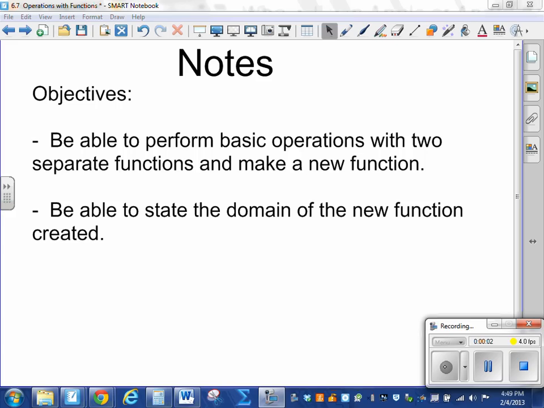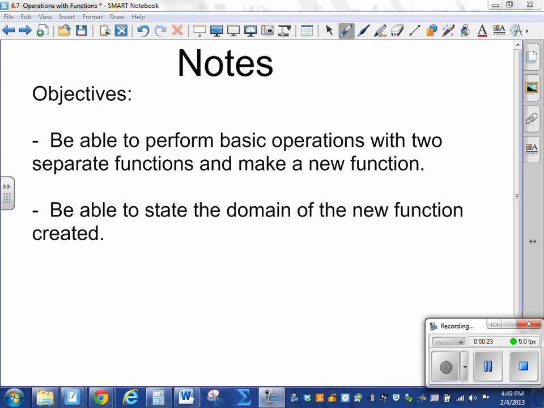All right, so here are the notes that I said I'd have up for you guys. This is for my Algebra 2 class and my Algebra 2 honors class. So both of you guys went over the same objectives today, being able to perform basic operations with two separate functions and make a new function out of those. Second objective, be able to state the domain of the new function created.